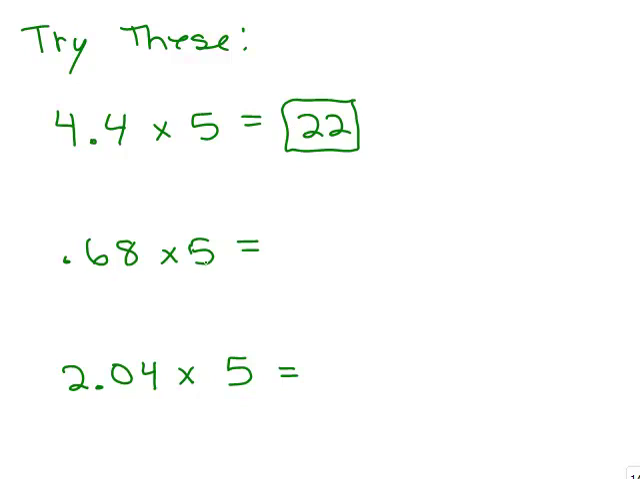0.68 times 5. I'm just going to do 68 times 5. I'm going to ignore the decimal this time. And to do 68 times 5, we take half of 68, 34, and add a 0, right? Because that's multiplying by 10. And now I deal with the decimal point. My answer's got to have 2 places after the decimal point, just like the 0.68 does. So my answer is 3.4.